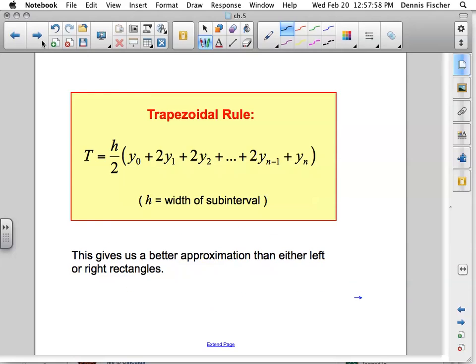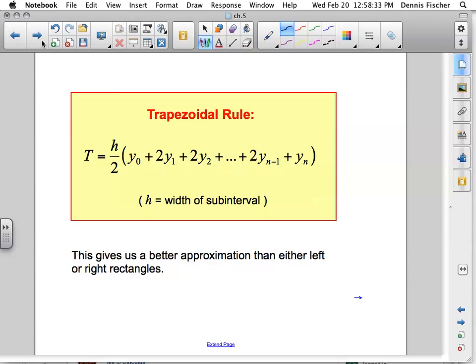Now, if you look at the formula, first y coordinate, 2 of the second one, 2 of the third one, 2 of the ones in between until you get to the last one, and then there's 1 of the last one. Do you understand where they get the formula from? As they break it down, it's always the 2 bases because they repeat each other's base. H over 2, H is the width of the subintervals. So it's like 1 over 2. We'll talk about that a little better too, what H is. This gives us a better approximation than either the left or right.